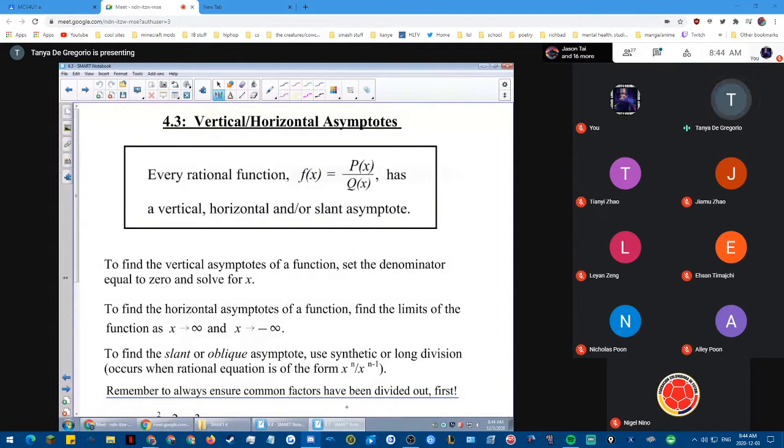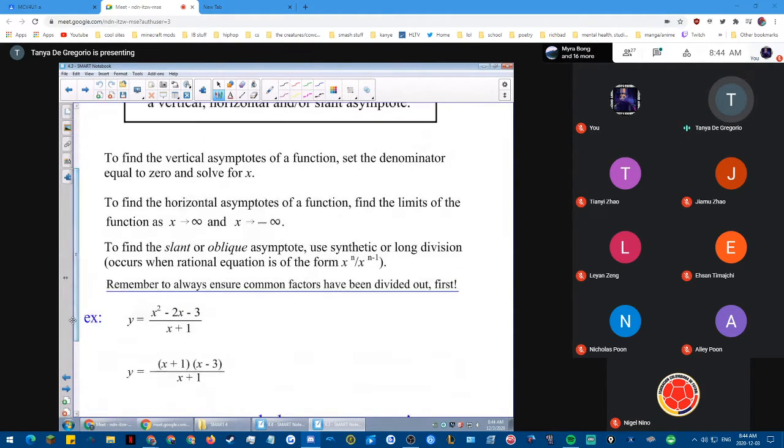So every rational function, f of x equals p of x over q of x, has a vertical, horizontal, and/or slant asymptote. We know that because we usually, not always, have a place where the denominator is equal to 0, and that's where vertical asymptotes occur. And we will at least always have a horizontal asymptote, yes? Good. To find the vertical asymptote of a function, set the denominator equal to 0 and solve for x. Find out where that denominator equals 0. You know that that's going to be a vertical asymptote.